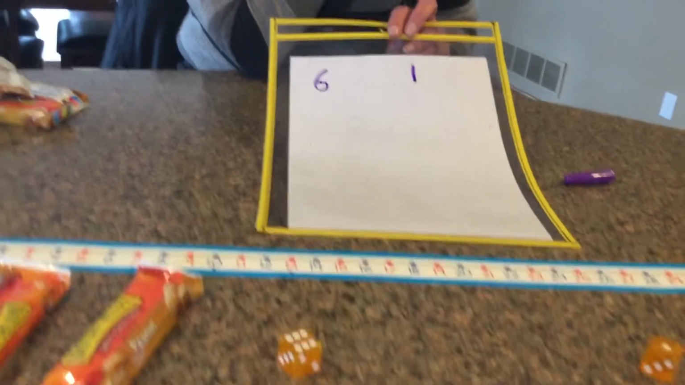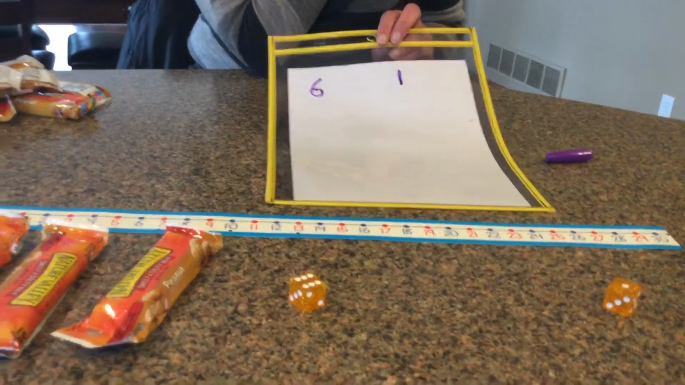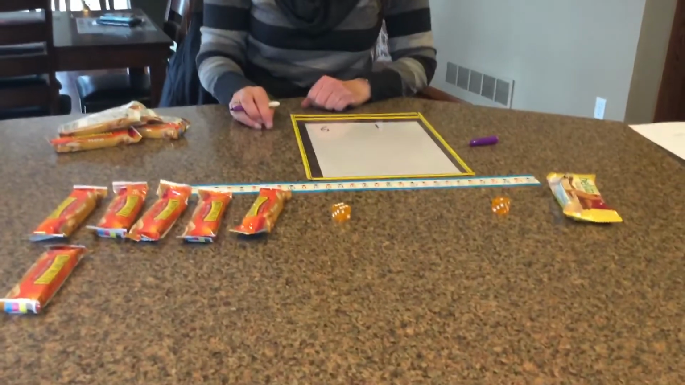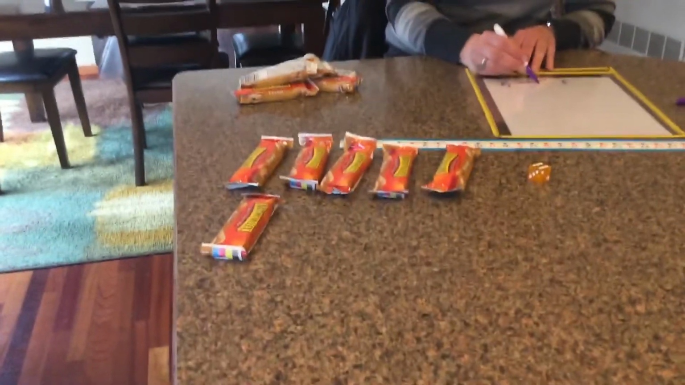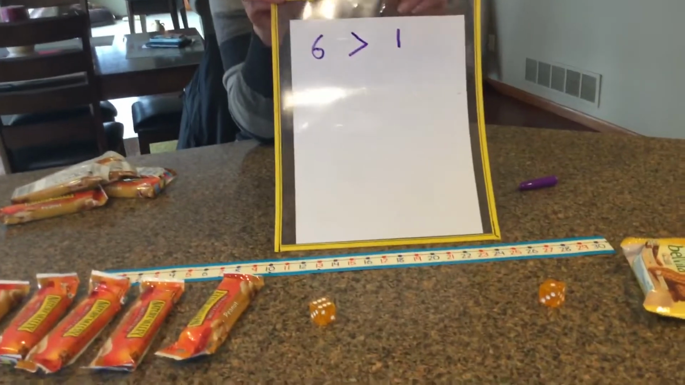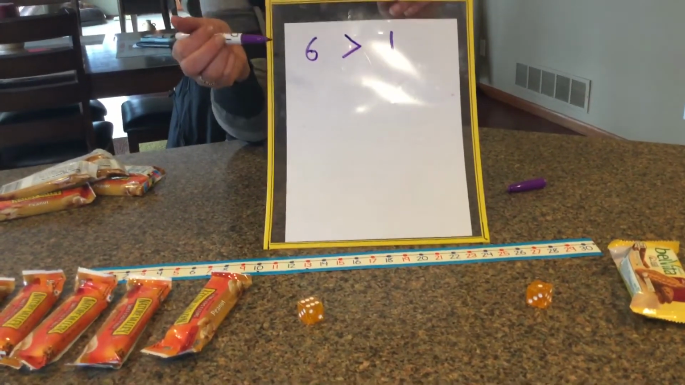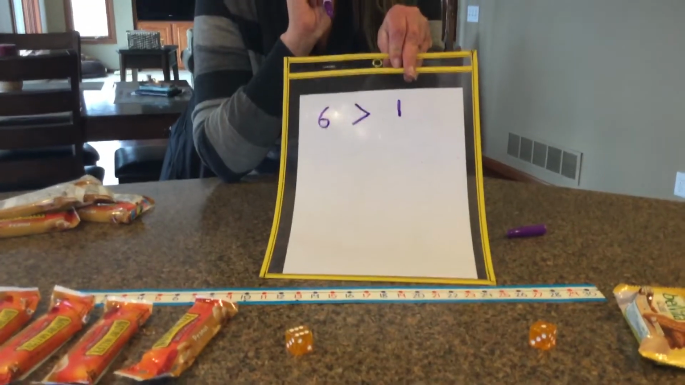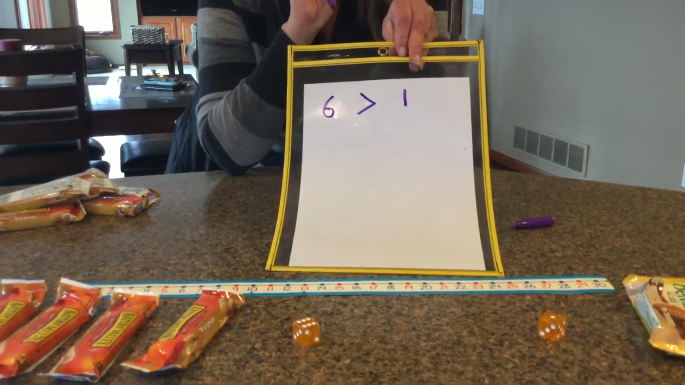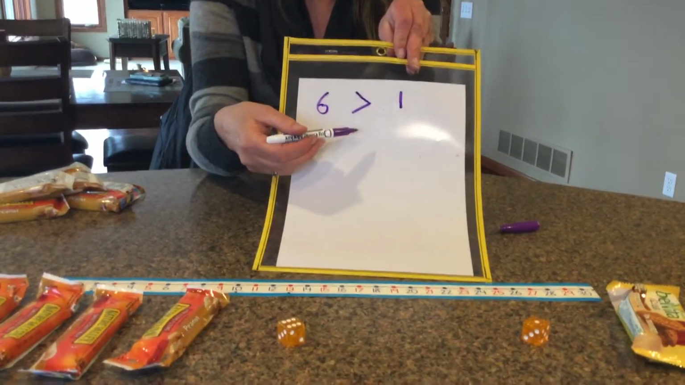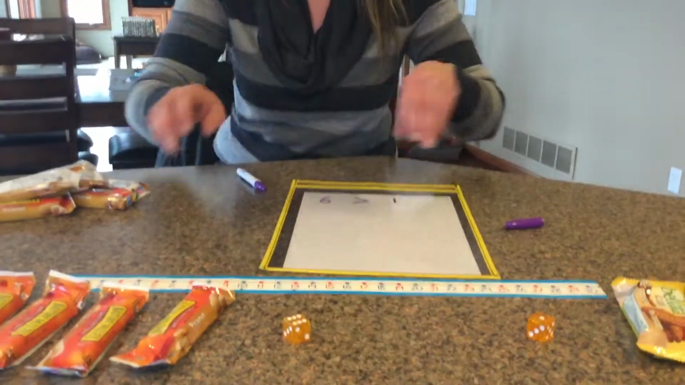Alligator, alligator, sitting in the swamp. How many pizzas do you want to chomp? You can see which is more. I can see that 6 is greater than 1. So I put my alligator mouth towards that. 6 is greater than 1. You write that down. Let's say it together. 6 is greater than 1. Now I'm going to put them back.